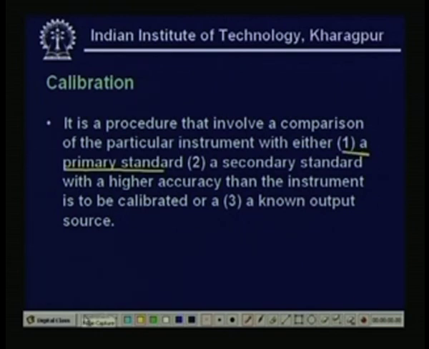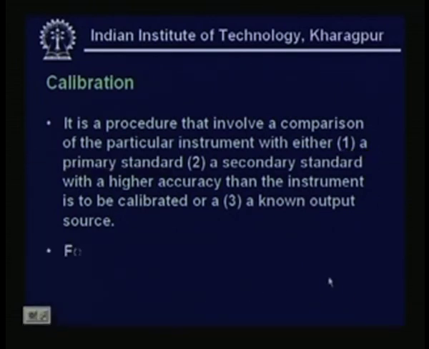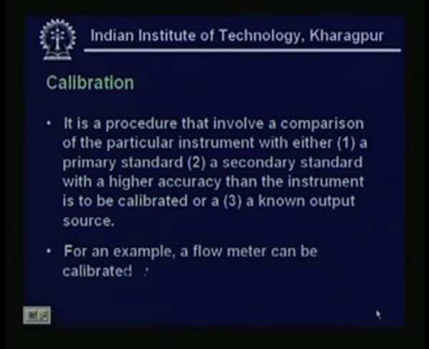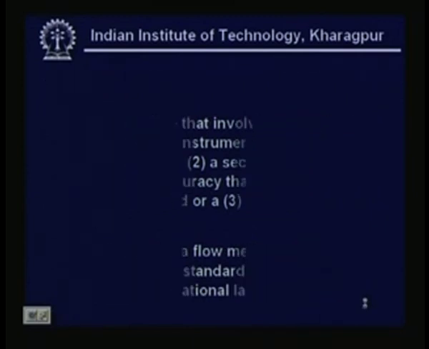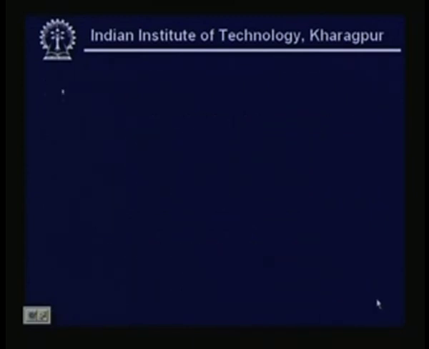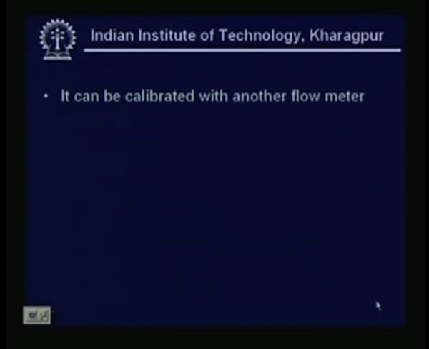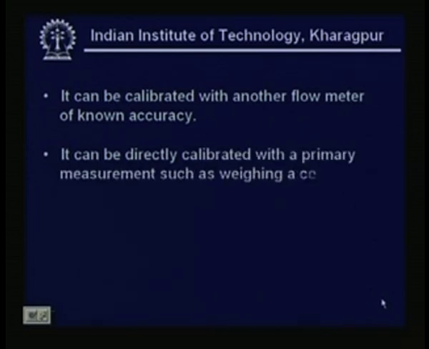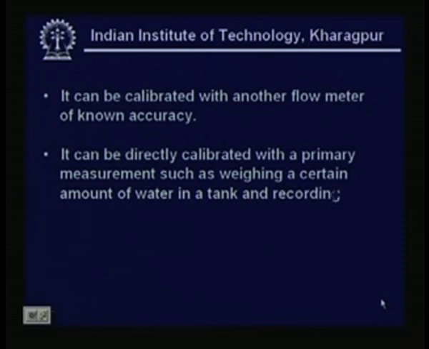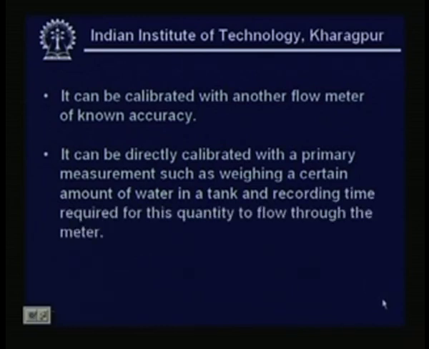What is that? I will show you. For example, a flow meter can be calibrated with a standard flow meter available in the national laboratory. This is number 1. Number 2, it can be calibrated with another flow meter of known accuracy. It can be directly calibrated with a primary measurement such as weighing a certain amount of water in a tank, or recording the time required for this quantity to flow through the meter.